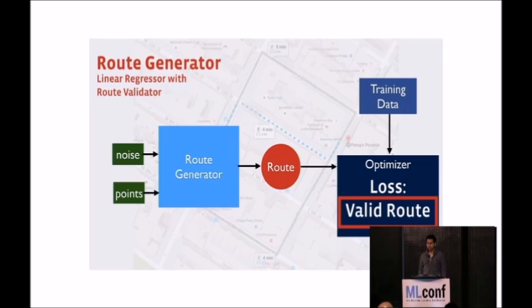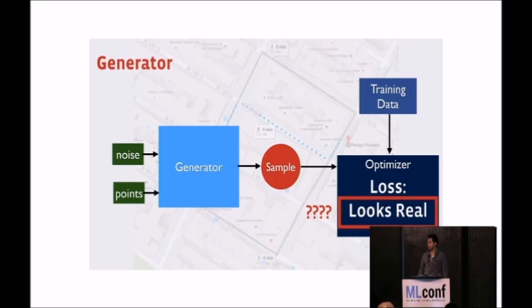But if you think about generators in general, let's make it more generic. Let's forget about the route generator. Now you want a generator for some task that takes in some input training data, and it needs to generate samples that look similar to the training data. The problem there is it's not very obvious how you construct this for every new task.